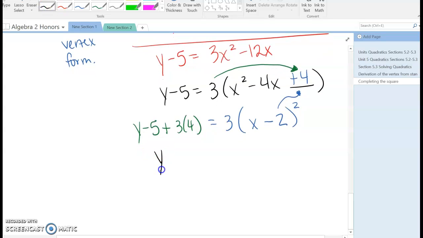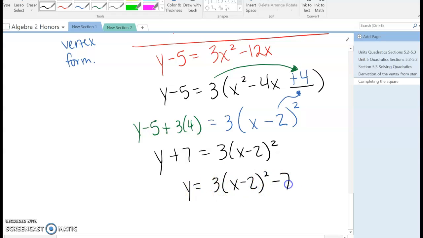And then I'm going to clean this up a little bit. Negative 5 plus 12 is positive 7. And then move this into vertex form by subtracting the 7 to the other side. And then we're done.